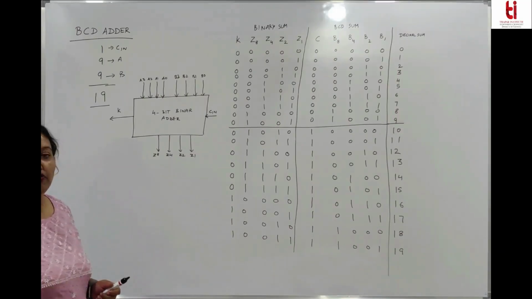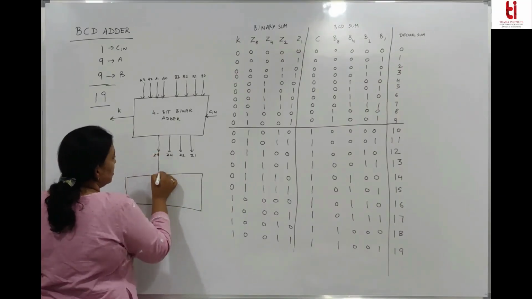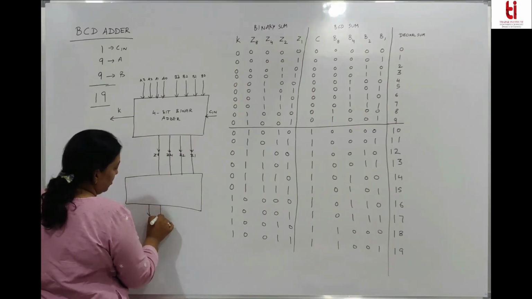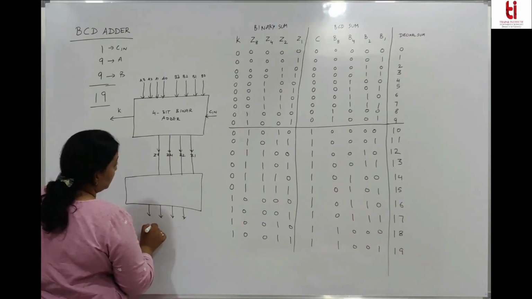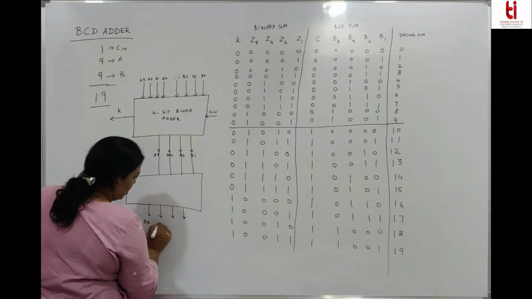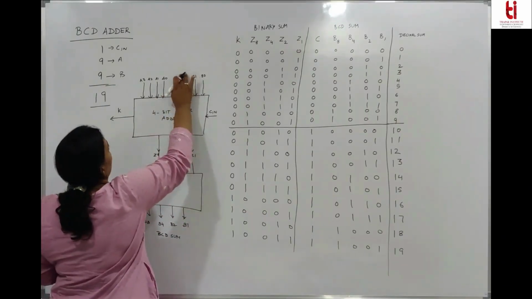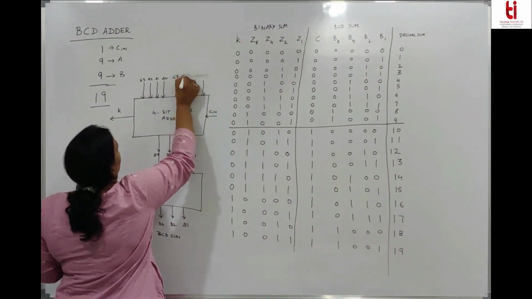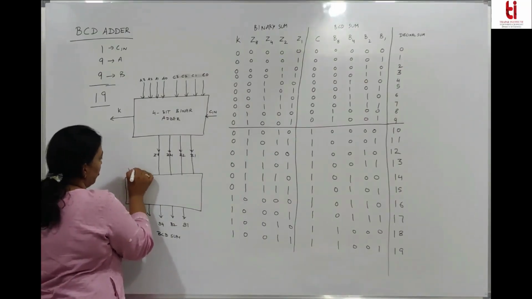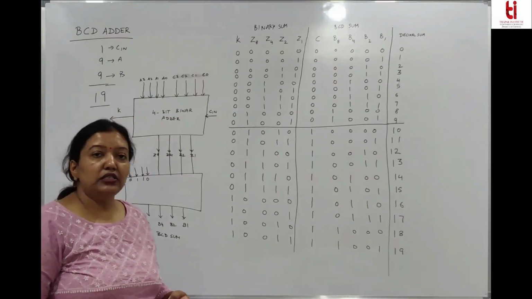So you have to find a way to add 6 to it. We can give this to this, and we'll get a BCD sum. I have to find a convenient technique where I get a BCD sum. That means I have to give something here. There are 4 more inputs here. I have to add 6 to it. When do I have to add 6 to the binary sum?